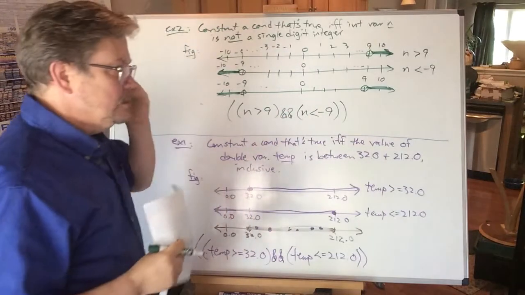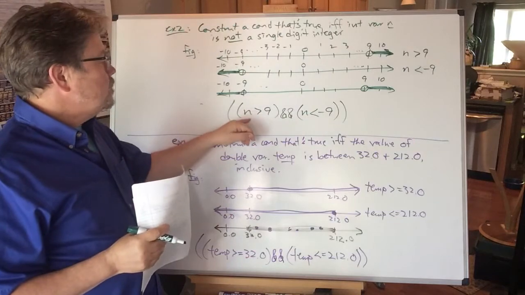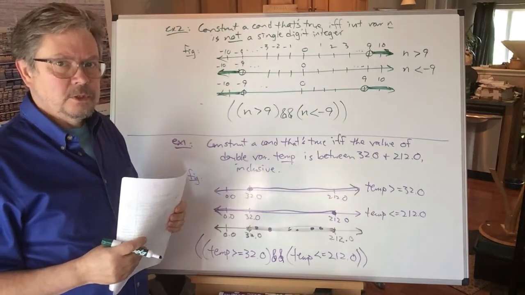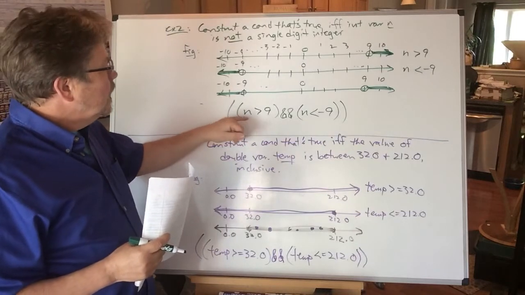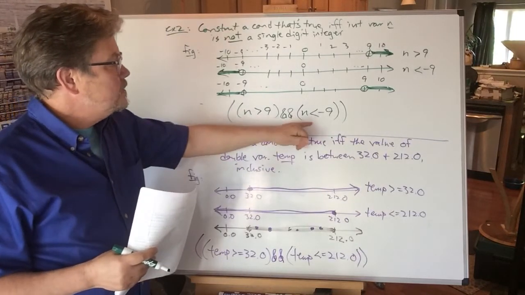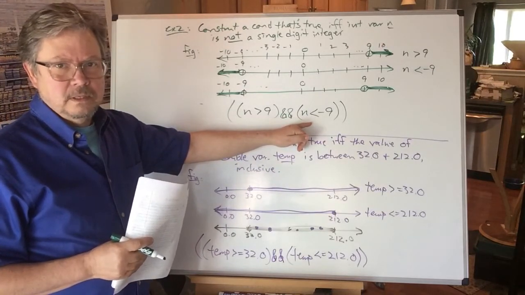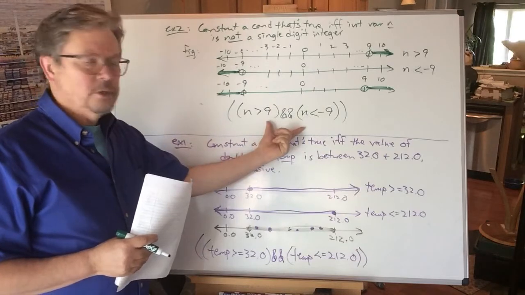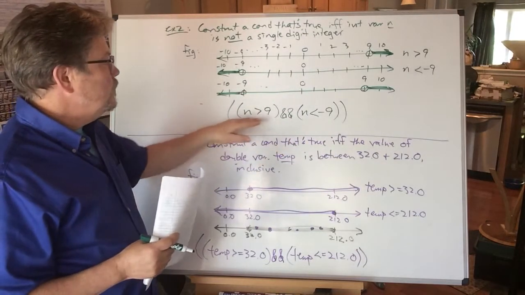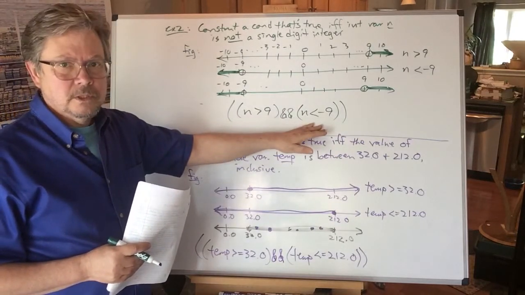Let's think about when this condition is true. We just pick a few numbers and see. N is greater than 9. 17. That's greater than 9. That's not a single-digit integer, so that should make it true. Greater than 9, 17. And 17 less than -9. Well, 17 is not less than -9. So the and condition will be false. In fact, every value that makes this condition true is going to make that condition false, and vice versa.